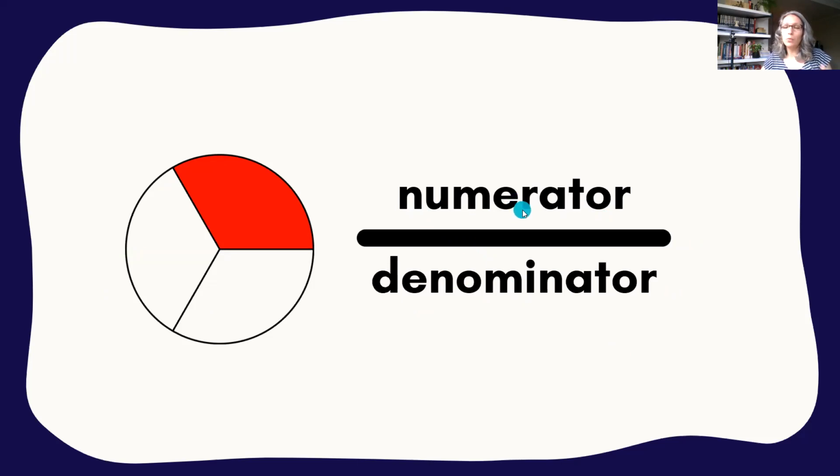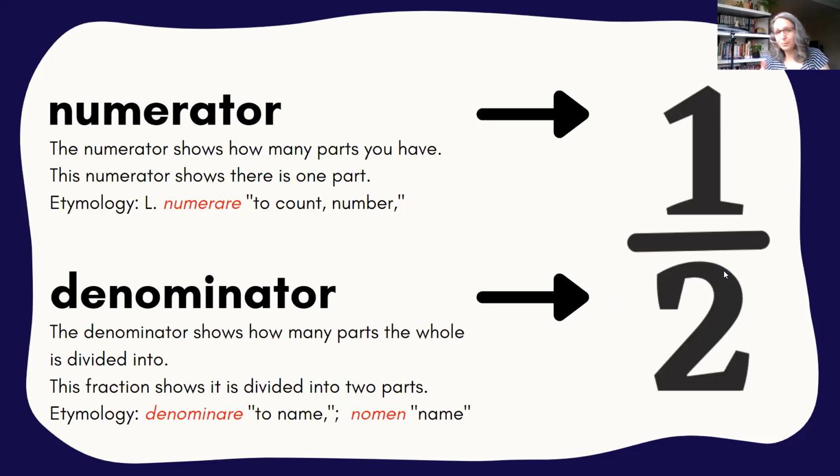When we look at these, I would ask the children, does that word sound or look similar to something you already know? And I might say, oh, yeah, that looks like number. They might not know at all, but I'm going to give them that information. Numerator comes from the word numerare, which is to count or to number something. And denominator comes from to denominate, to name something. And the noun part of that is nomen, which is the name.